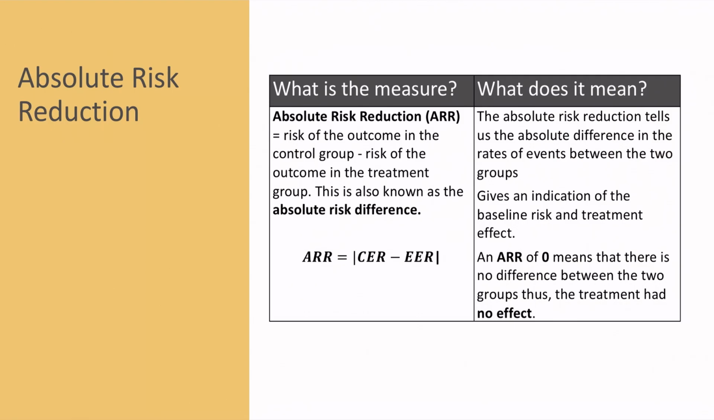The next thing I want to talk to you guys about is how to measure the benefit versus risk of a trial drug. Part of that we can do by calculating the number needed to treat, or the number needed to harm. To calculate number needed to treat, you first need to calculate the absolute risk reduction, where you subtract the risk of the outcome in the treatment group from the risk of the outcome in the control group. This is also known as the absolute risk difference. If this equals 0, it means that there is no effect. And this gives us an indication of the baseline risk of treatment effects.